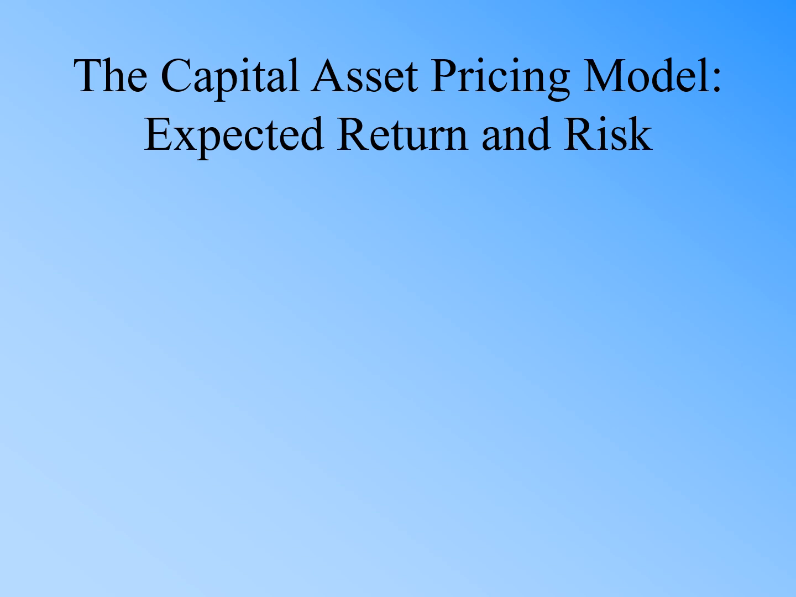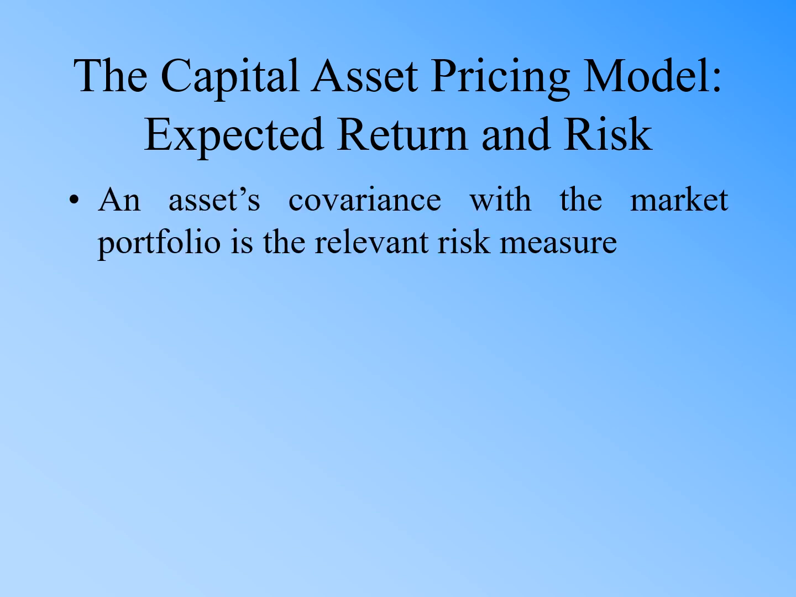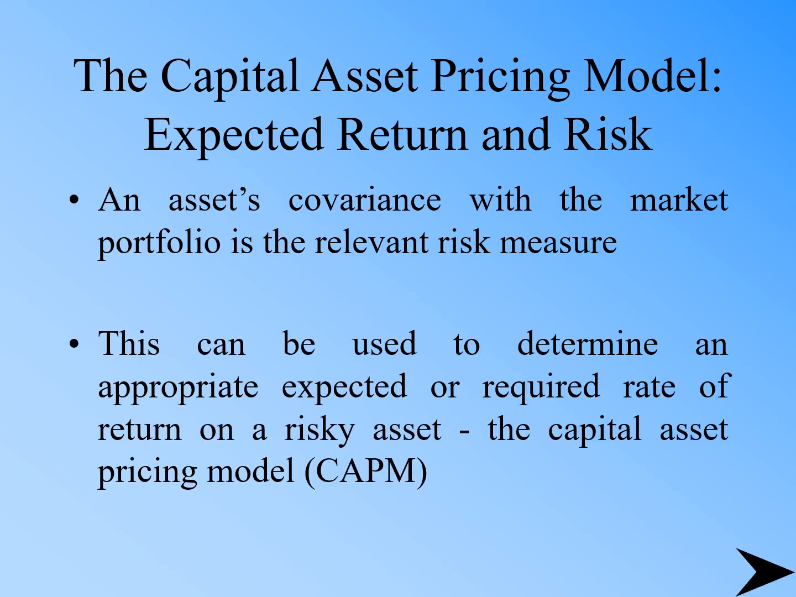The capital asset pricing model: expected return and risk. To this point we fully understand that an asset's covariance with the market portfolio is the relevant risk measure. This can be used to determine an appropriate expected or required rate of return on a risky asset. So it leads us to the capital asset pricing model.